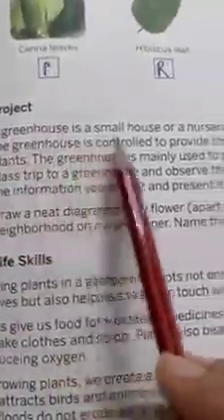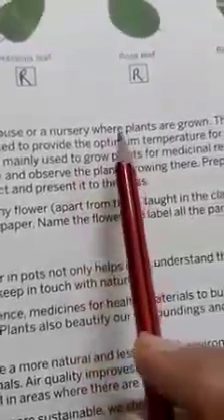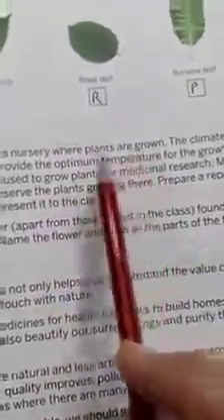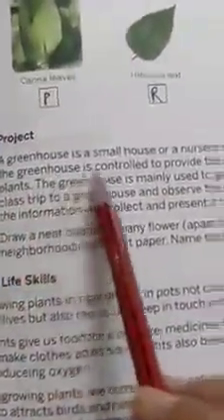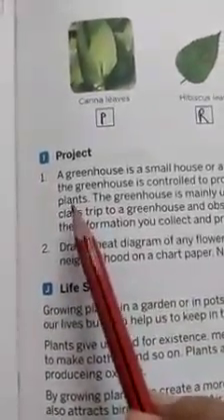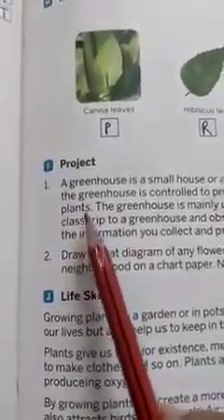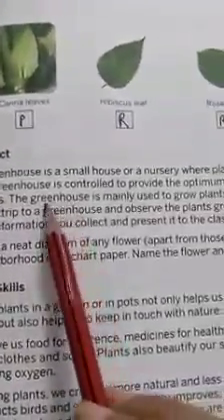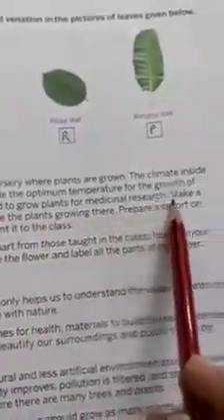A greenhouse is a small house and a nursery of plants where the plants are grown. The climate inside the greenhouse is controlled to provide the optimum temperature for the growth of a plant. Dear students, inside the greenhouse, the temperature is controlled for the growth of plants. The greenhouse is mainly used to grow plants for medical research.